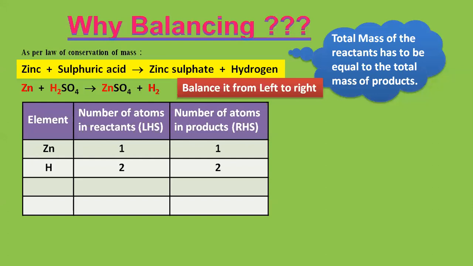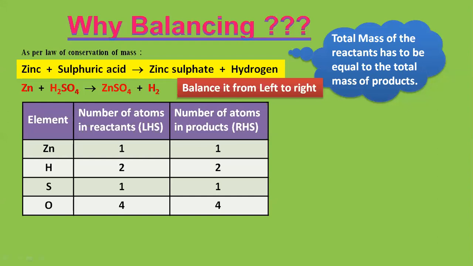So I'm not going to take SO4 together. I'm going to take only sulfur. So sulfur, my dear students, on left hand side is 1, as well as on right hand side it is also 1. So that means both the numbers are same. Let's see what we are left with. We are left with the last element, which is oxygen. How many oxygen do I have on the left hand side? It is 4, and the number of oxygen atoms on the right hand side is also 4.